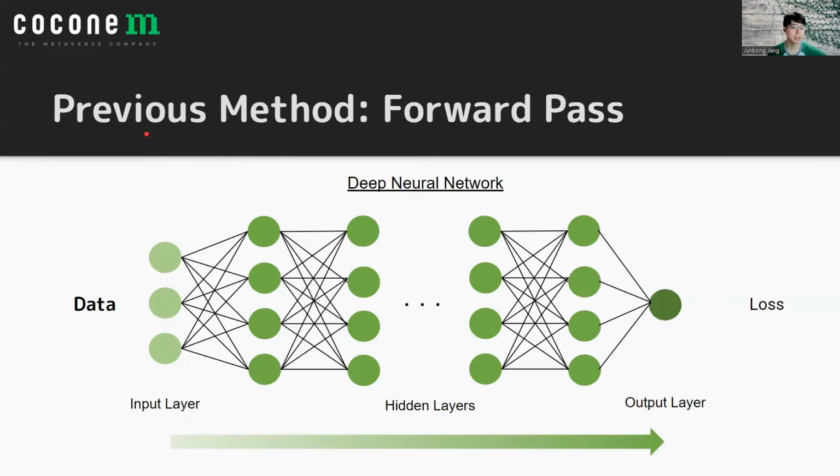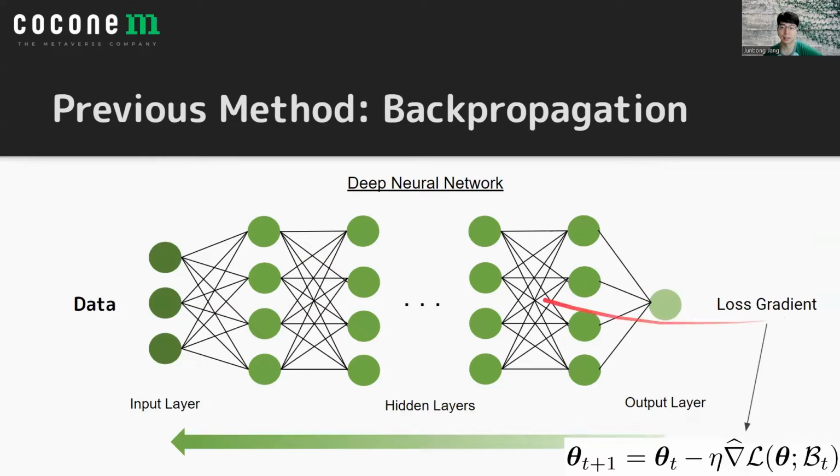Previously, for fine-tuning, we first had to go through the forward pass. Here, we input the data and it goes through the deep neural network and outputs something, maybe a classification, or it can be an image. And we compute the loss against the GT, ground truth image for instance, or classification. Then for backpropagation, we compute the loss gradient and update the parameters with it. Here, eta is the learning rate.